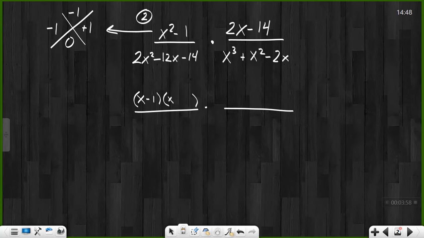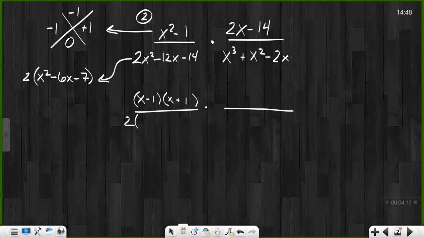Well, negative 1 and positive 1. That is a difference of squares as well, for those of you that noticed it. Let's do this one here. I notice here I've got a GCF of 2. 2 goes into 12 and 14, leaving me with x squared minus 6x minus 7.